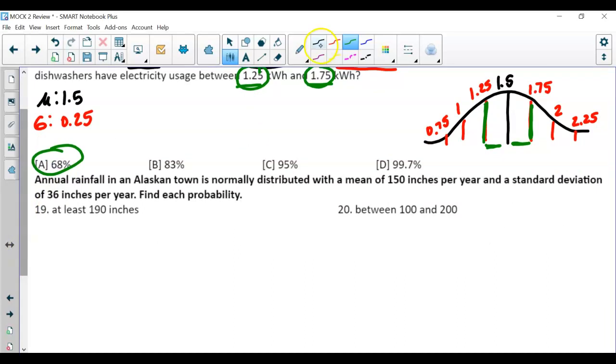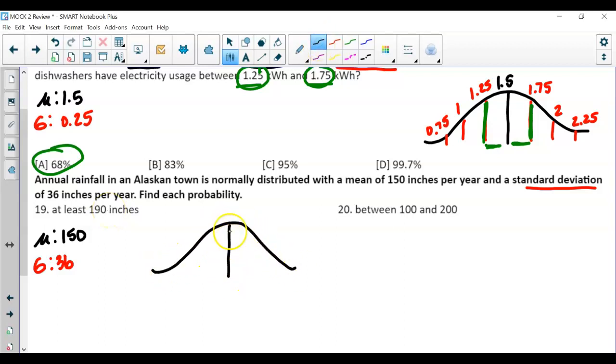Our next question, so here we go. We have for this annual rainfall a mean of 150, and standard deviation, so here's our sigma of 36. We're looking for at least 190. So when I set up my curve, here we're at a mean of 150, standard deviation of 36. So adding 36, right, you get 186, then 216.